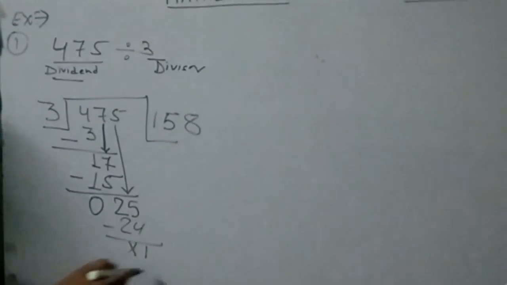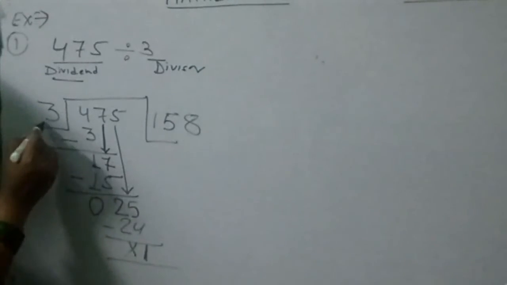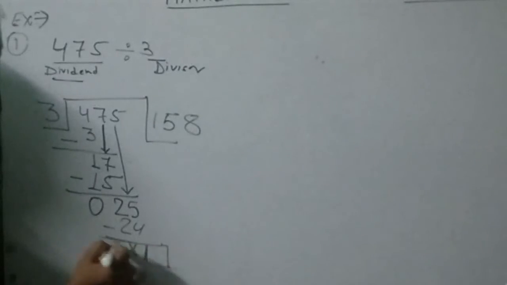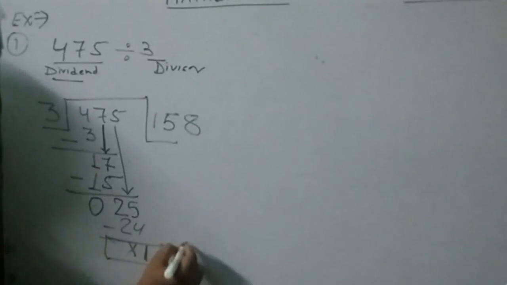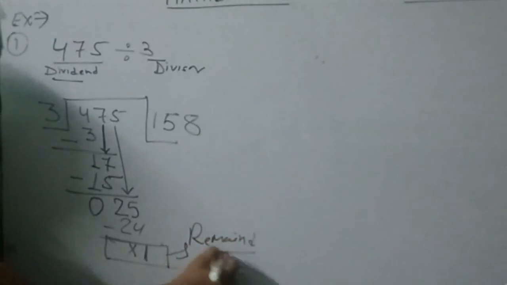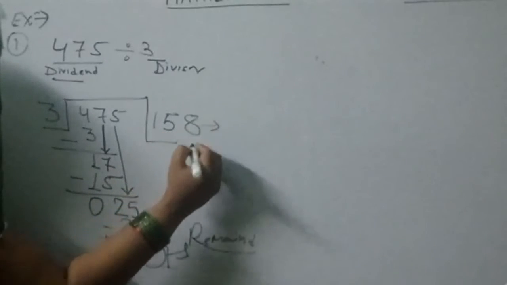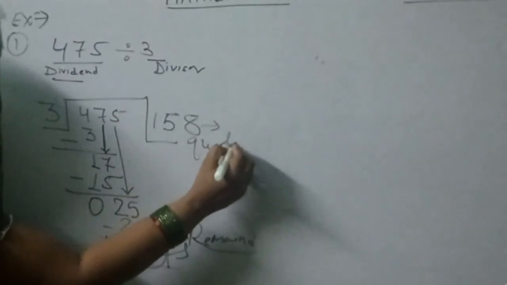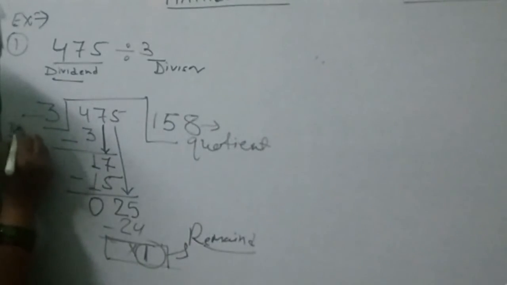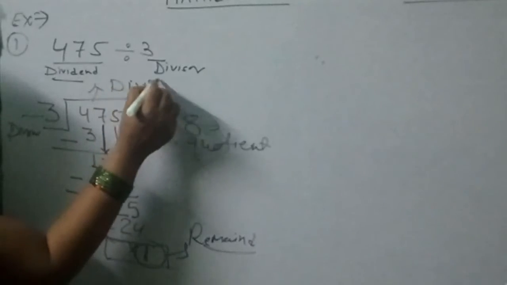Okay. So what is left here? 1, and 1 is less than 3. So this number is left here and this is called the remainder. What remains here? 1. 1 is the remainder and this is called the quotient. This one is the divisor and this one is the dividend. Okay.